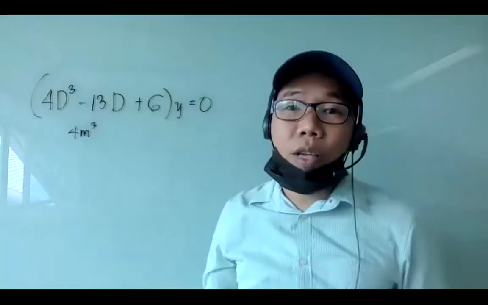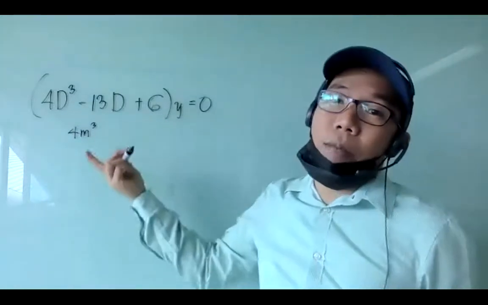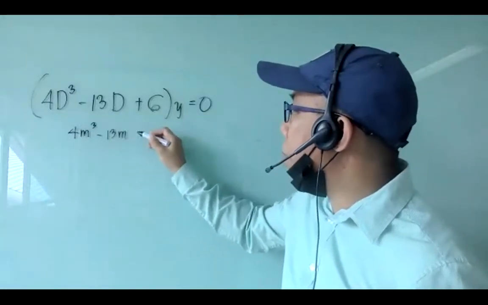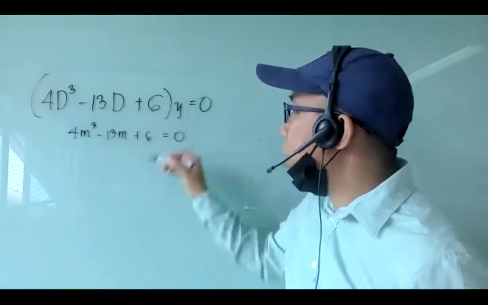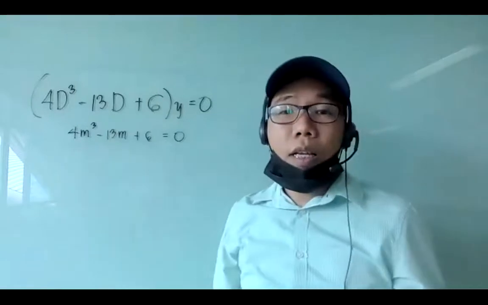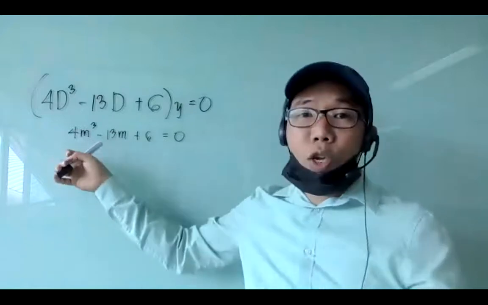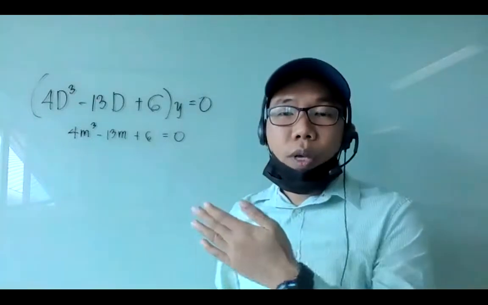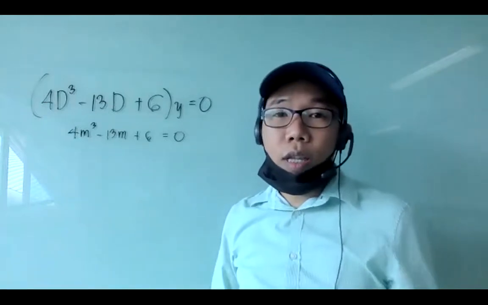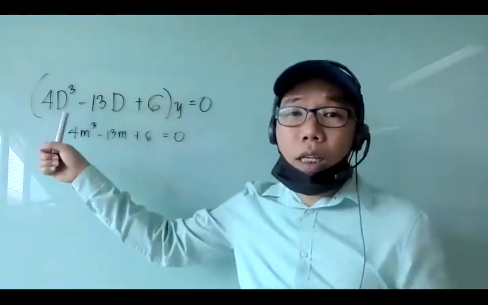Tandaan na, when we write the auxiliary equation, you don't need to write the Y there. Kaya ang auxiliary, di ba? So 4M cubed minus 13M plus 6 equal to 0. So this is now the auxiliary equation. The next step is to determine the roots of the auxiliary equation. Since M cubed ito, we are expecting to have three roots na equation. Ganun naman, di ba? Kasi nga third order DE siya.